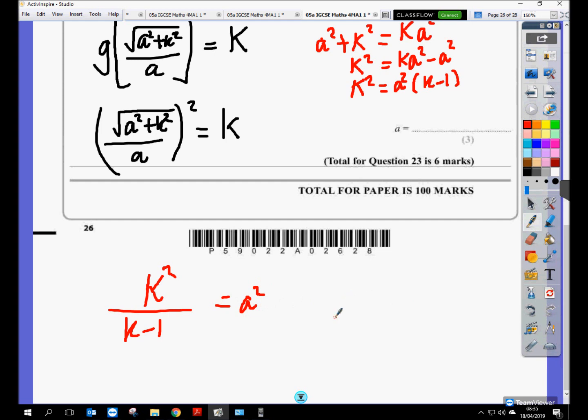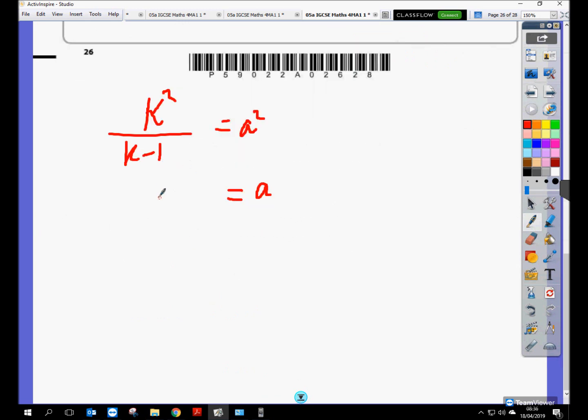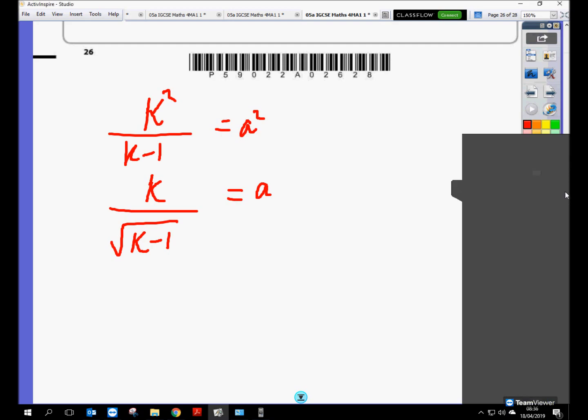And that means a, finally, is equal to the square root of this. When you square root the top, you get k. When you square root the denominator, you get the square root of k minus 1. So a equals k over root k minus 1. This is the answer to the question. Thank you very much.